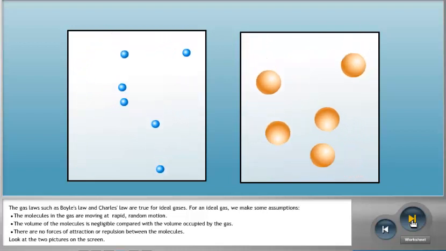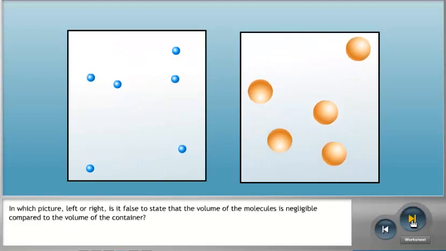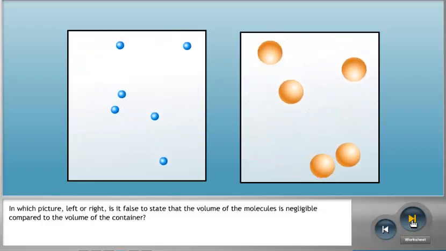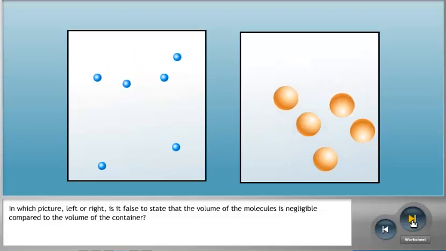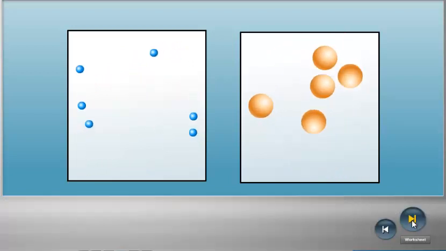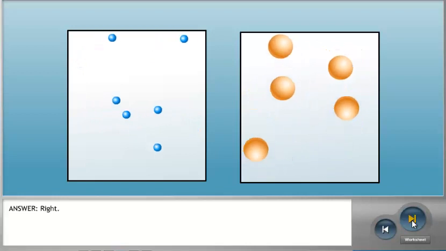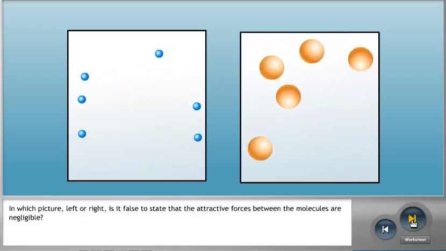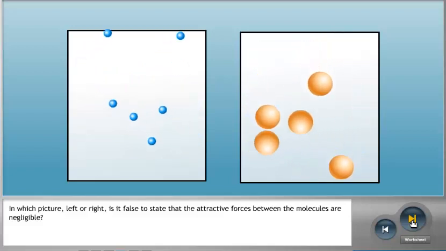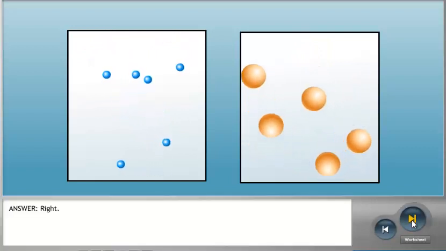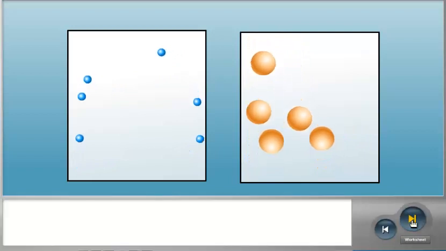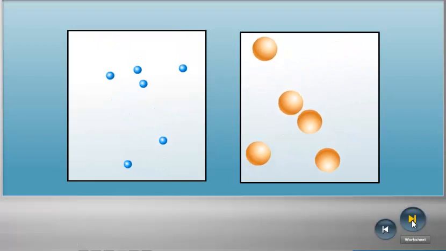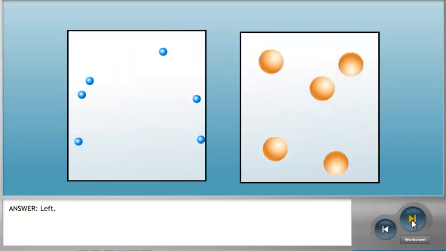Look at the two pictures on the screen. In which picture, left or right, is it false to state that the volume of the molecules is negligible compared to the volume of the container? Answer: right. In which picture, left or right, is it false to state that the attractive forces between the molecules are negligible? Answer: right. Which gas, left or right, is more like an ideal gas? Answer: left.